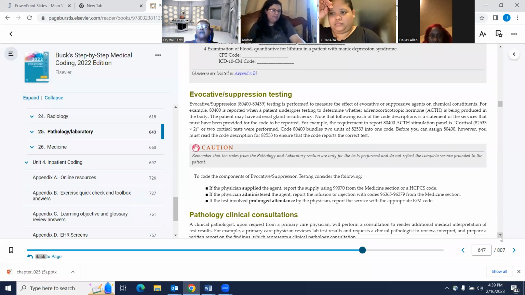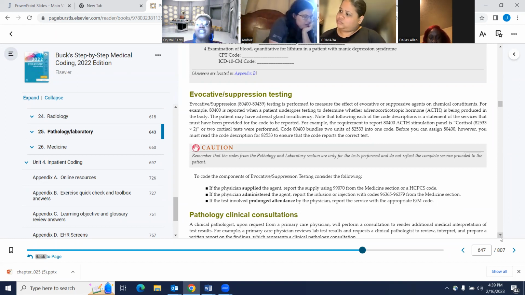Because I want you all to get a feel for each section because they're different. And once you get those code ranges, you're paying attention to the code range, you'll have a better understanding. So this is evocative suppression testing.